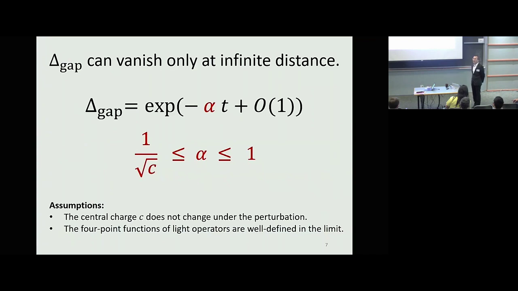Any other question? Yes? No, I'm going to prove this for any unitary conformal field theory in 2 dimensions with discrete spectrum. Okay? Any other question before I get started? Okay, so let me get started.